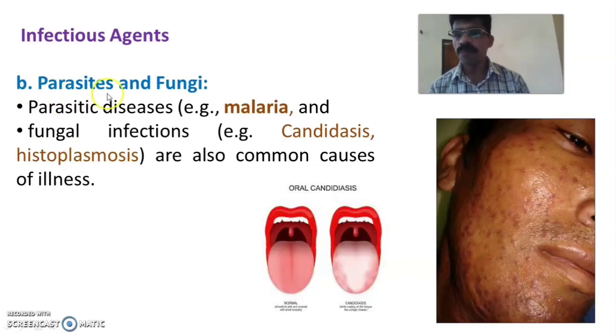Now second is parasites and fungi. There are many parasitic diseases such as malaria, protozoal diseases, and even fungal infections such as candidiasis and histoplasmosis are also common causes of certain illness. You can see an example of histoplasmosis, and this is oral candidiasis. So parasitic or protozoal diseases such as malaria, and fungal infections such as candidiasis and other skin infections. So these are the infectious agents that cause different types of disease in human beings.